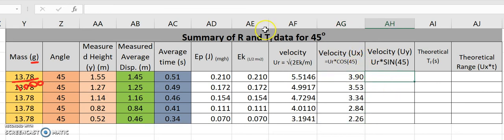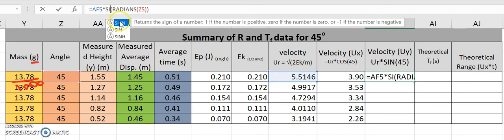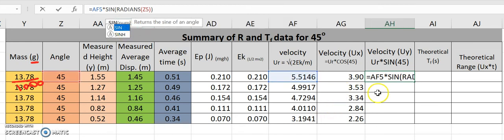We do the same thing now for the sine of 45. So instead of being cos, I'm going to change that to sine, S-I-N, sin, of the 45 degree angle, multiplied by the sine in radians of Z5, which is up there. I'm going to hit enter.